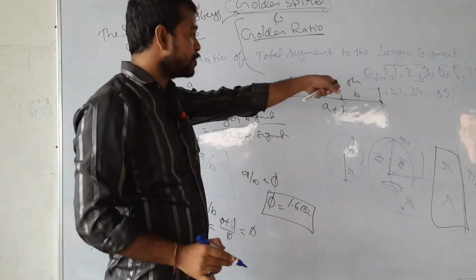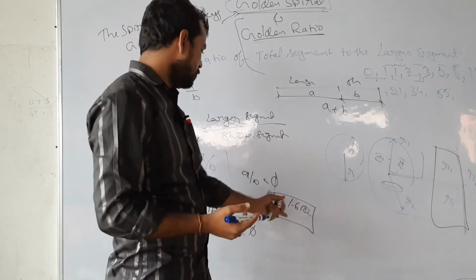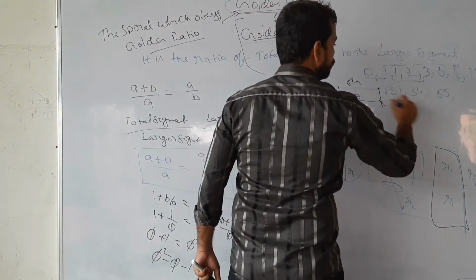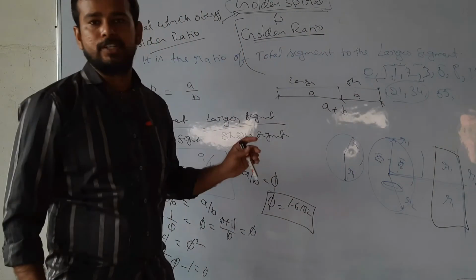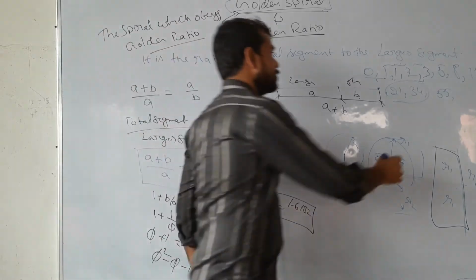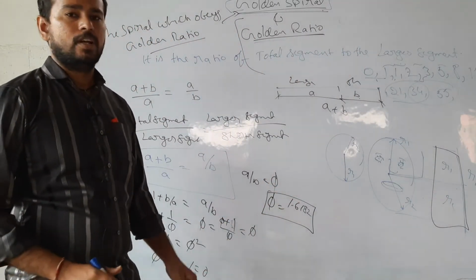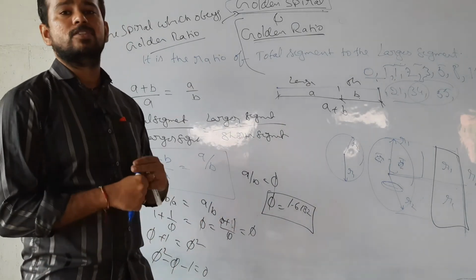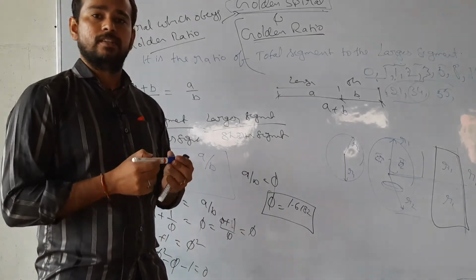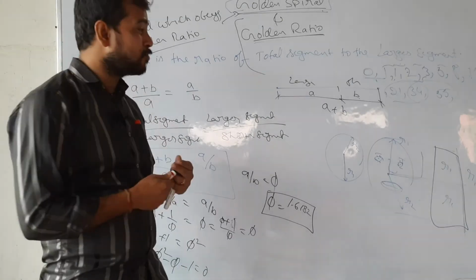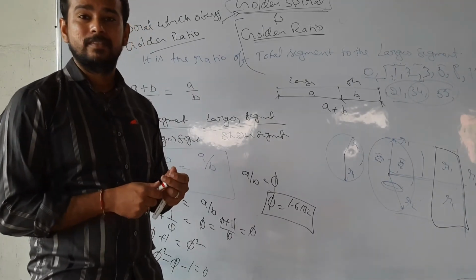Okay, if you take the ratio of any two consecutive numbers, it will become 1.618. Okay, not only this, the Fibonacci number series also follows the golden ratio. So how a spiral will form, I will show you.